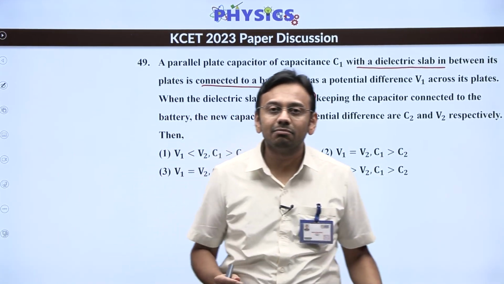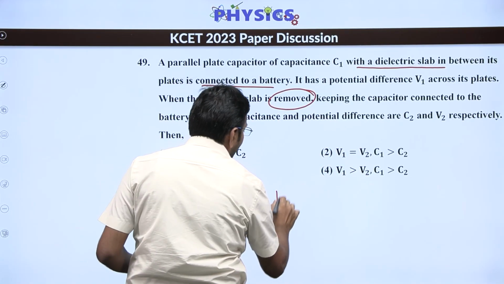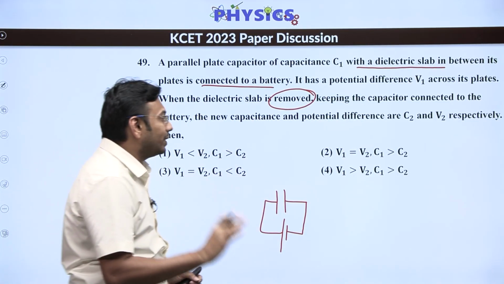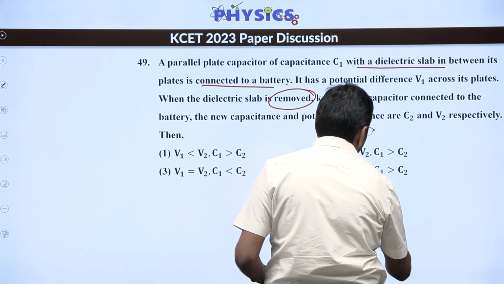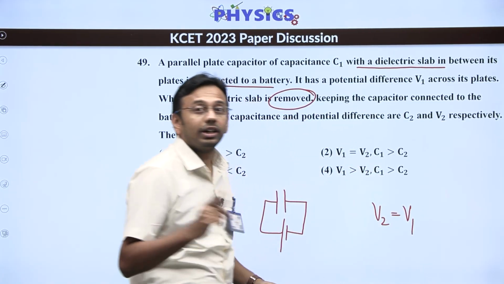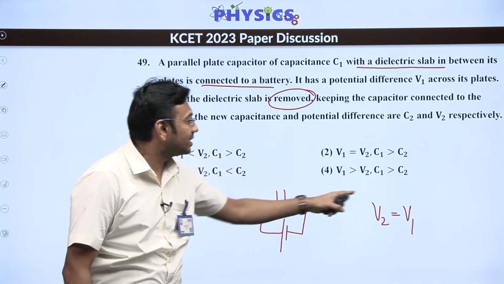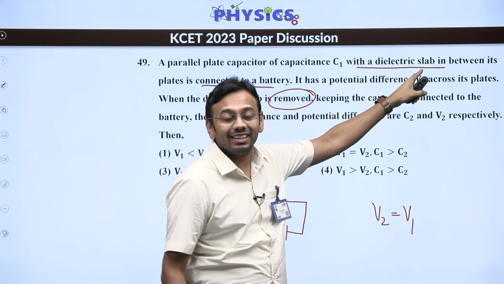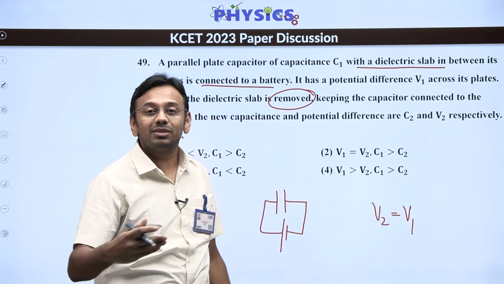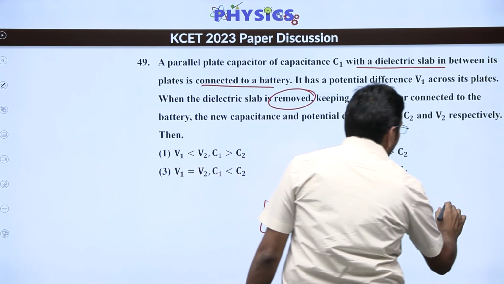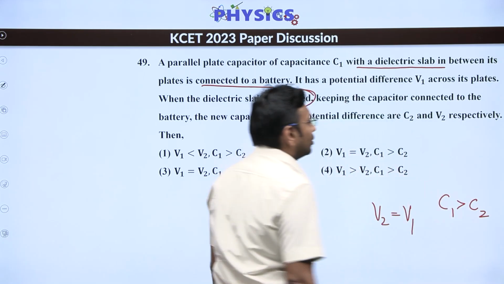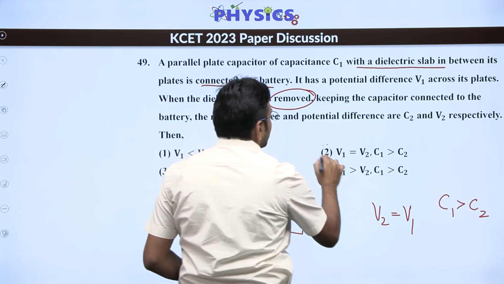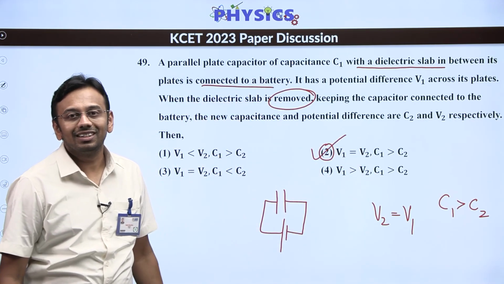So the idea here is very simple. If the battery is still connected to the capacitor, then what will happen? The potential difference will still remain the same. So that means V2 is equal to V1. That we can directly conclude. What else? They are asking the comparison of C1 and C2. Look at all the options. We know very well that when there is a dielectric, then capacitance is more. Capacitance becomes K times. So definitely C1 is greater than C2. So now we just have to see which option matches both these relations, and that is option 2. Therefore, this has to be the correct answer.